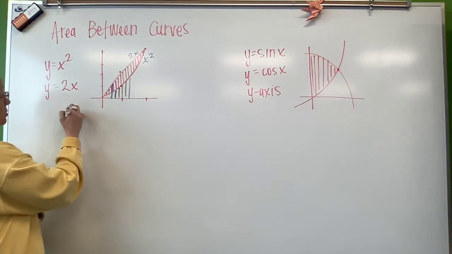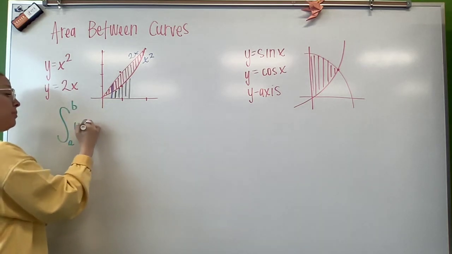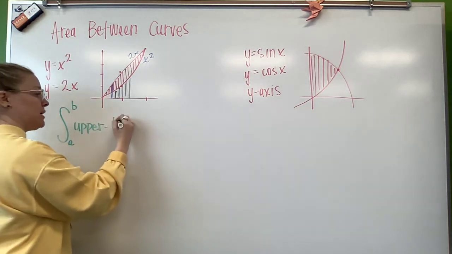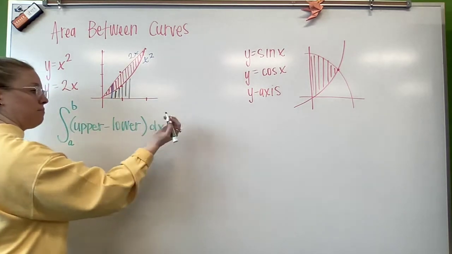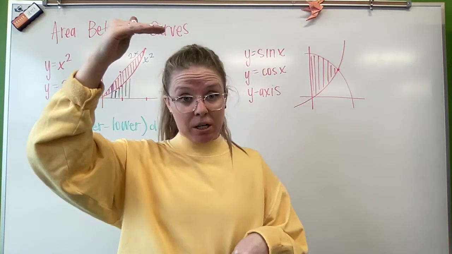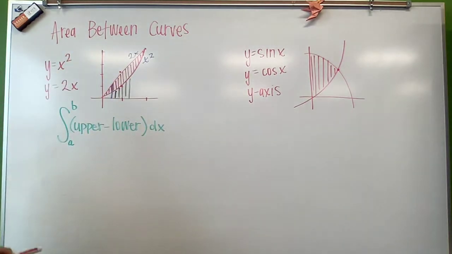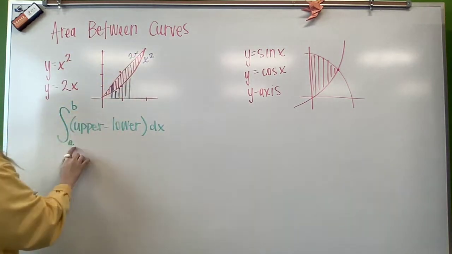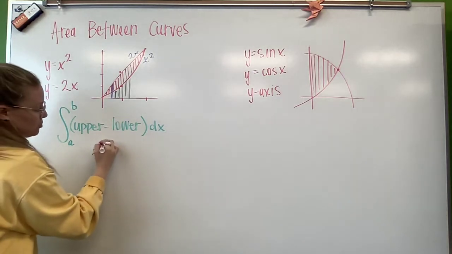So what we're going to do is find the integral, and we're going to take the upper curve minus the lower curve. Okay, so finding the area under the upper curve, subtracting the area of the lower curve. In this case, we would need to know the bounds, so our a to b. One way that we can figure that out is setting our functions equal to each other.